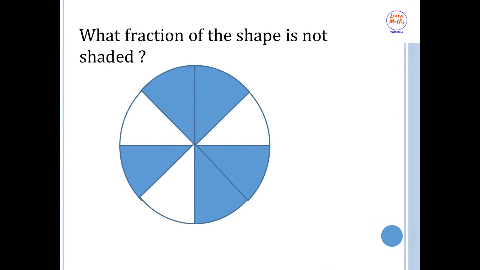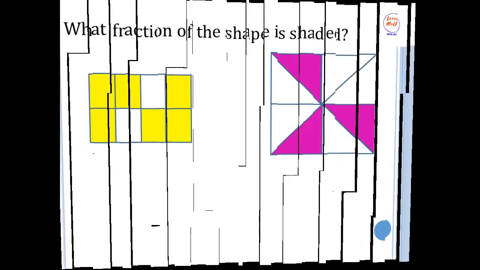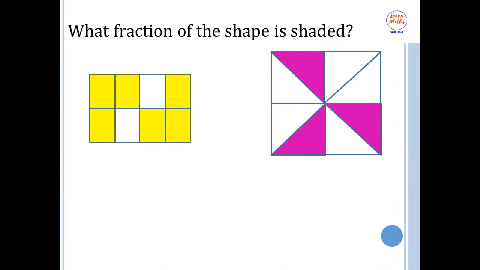Then we have what fraction of the shape is not shaded, which was what we did before. 3 is not shaded out of 8. So the concept is so simple and easy. The part that you are asked, or the quantity that you are asked in your question, is what is up, while the total number is what is down. Check out some examples. What fraction of the shape is shaded?